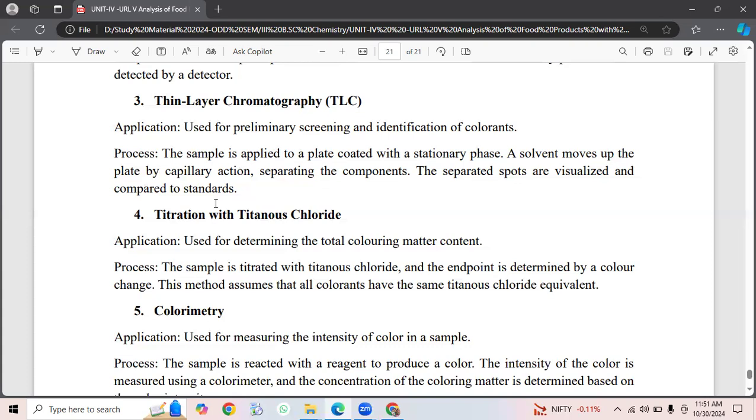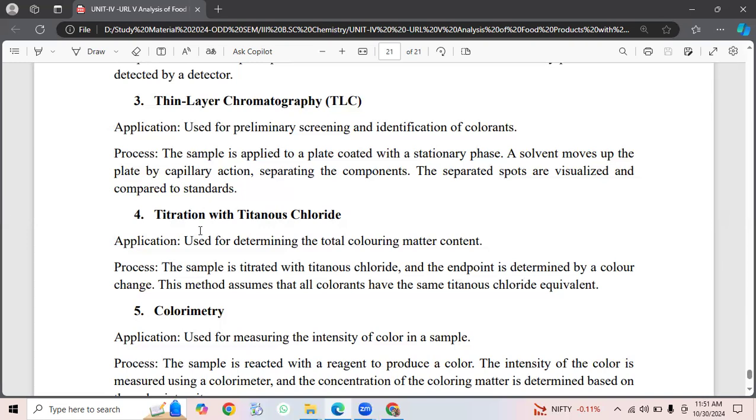In the last video, this TLC was explained with a well-known diagram. The sample is applied to a plate coated with a stationary phase. It moves up the plate by capillary action. The different color spots should appear. From the spots, we can easily identify how much of the chemical should be added into the food.